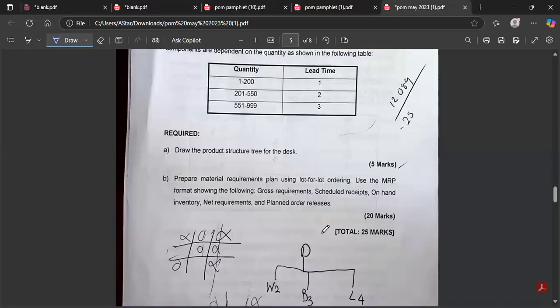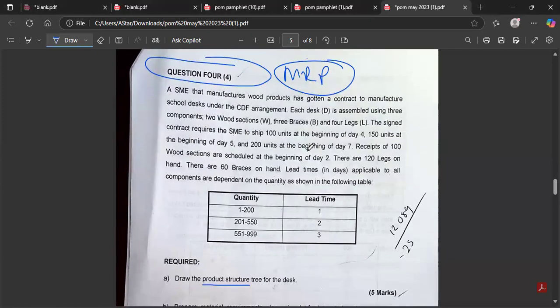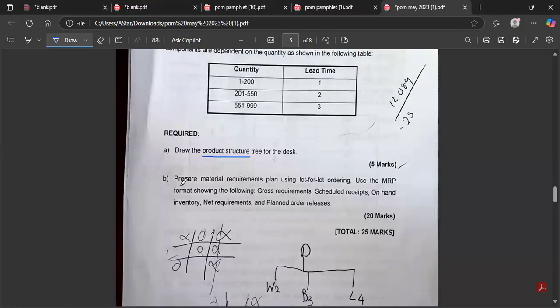The first question says: draw the product structure tree for the desk, 5 marks. When you come across the product structure tree, just know that you're talking about MRP. Then prepare a material requirement plan using lot-for-lot ordering. Use the MRP format showing the gross requirements, scheduled receipts, on-hand, net requirements, etc. So those are the 6 components.